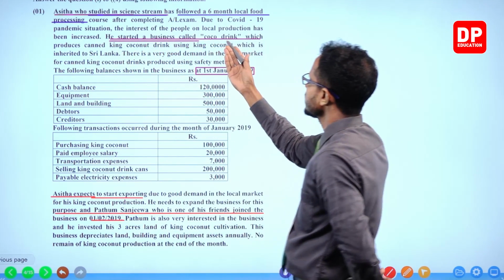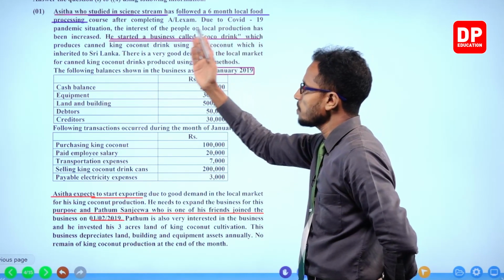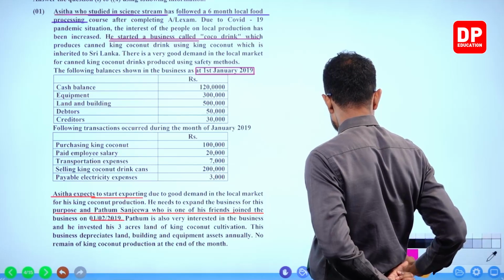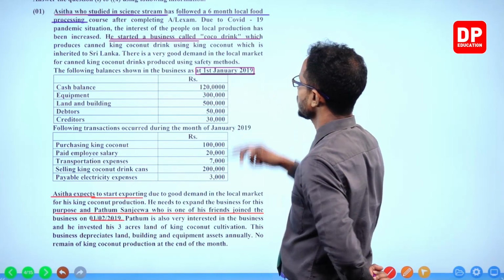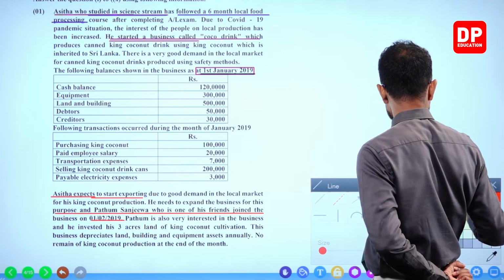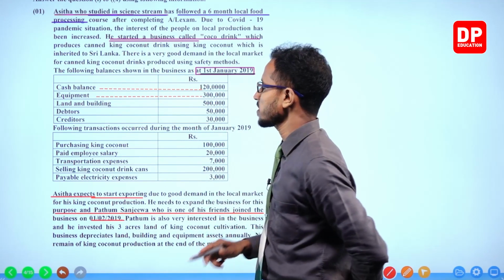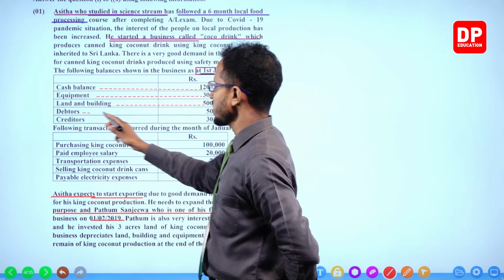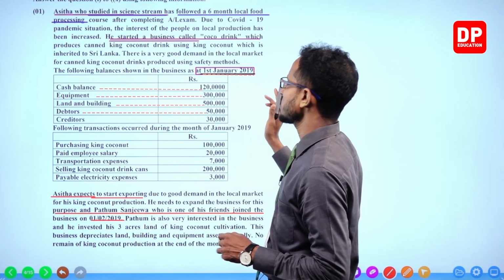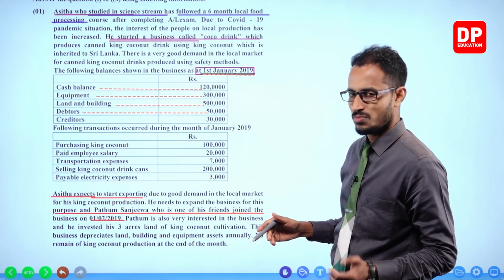He started the cocoa drinks business, producing canned king coconut drinks. There is a very good demand in the local market. The following balances are shown in the business on 1st of January. See, that is what we need right now: 1st of January assets. We have a cash balance, which means this guy invested cash. Have to take it. We have equipment. Have to take it. We have land and buildings. Must take it. We have debtors as at 1st January. They clearly say it. Balances on 1st January. So must take it.